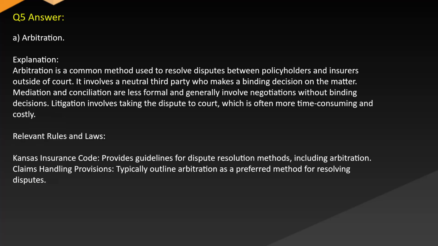Answer A. Arbitration. Explanation. Arbitration is a common method used to resolve disputes between policyholders and insurers outside of court. It involves a neutral third party who makes a binding decision on the matter. Mediation and conciliation are less formal and generally involve negotiations without binding decisions. Litigation involves taking the dispute to court, which is often more time-consuming and costly.